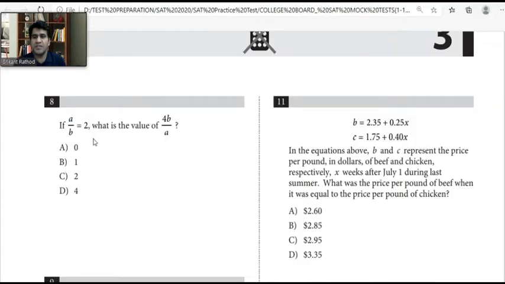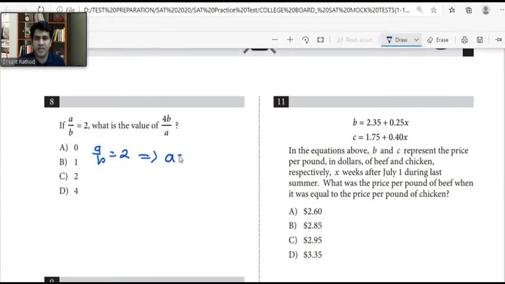If a/b is equal to 2, what is the value of 4b/a? This expression a/b is equal to 2 can be written as a is equal to 2b, just by doing the cross multiplication. So replace a with 2b here. So 4b/2b is equal to 2. So C is the answer.